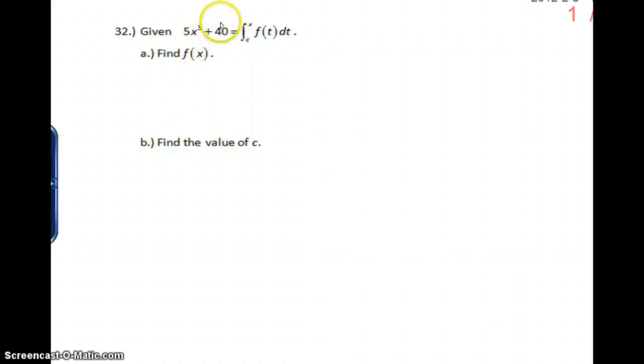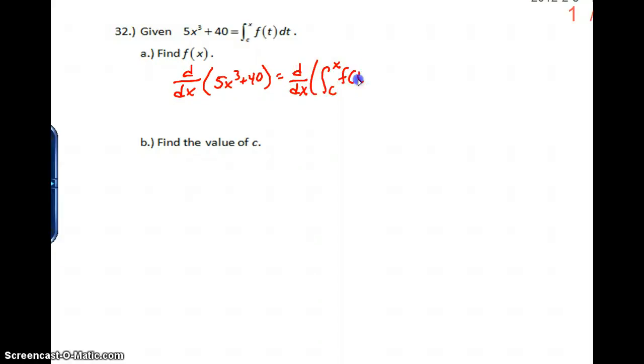Recalling that if we have this function, 5x cubed plus 40, which is equal to the definite integral from c to x of f of t dt, according to the second fundamental theorem of calculus, by evaluating the derivative of the left side, 5x cubed plus 40, and evaluating the derivative of the right side, the integral from c to x of f of t dt, we end up with the derivative of 5x cubed, which is 15x squared, equals the derivative, which according to the second fundamental theorem of calculus would just be f of x. And so f of x is 15x squared.